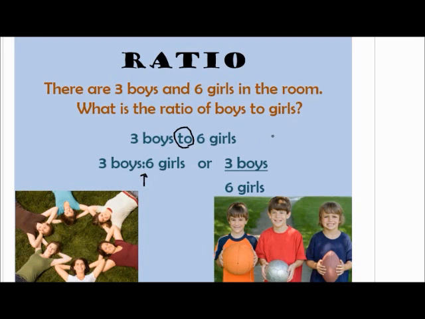Now you could just write this 3 to 6. You're allowed to just answer this without labels because when it says what is the ratio of boys to girls, it's expected that you put the boy information first and the girl information second. Now if it said what is the ratio of girls to boys, then it would be 6 to 3.